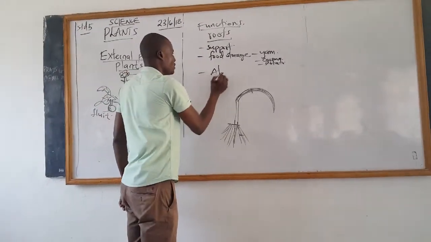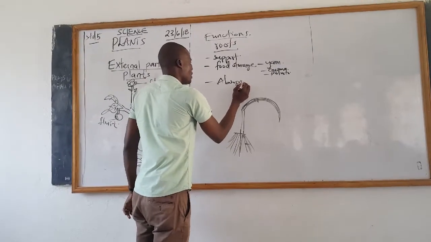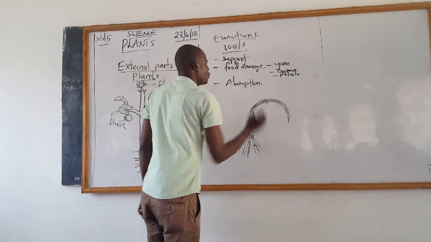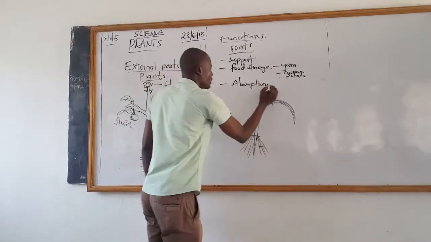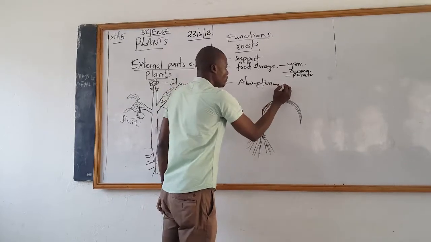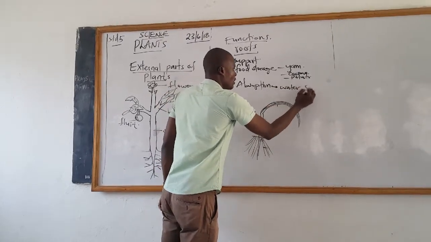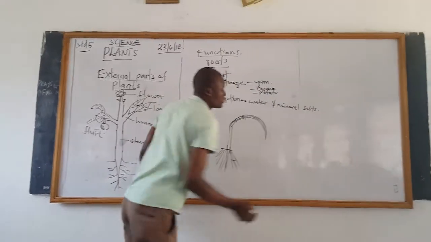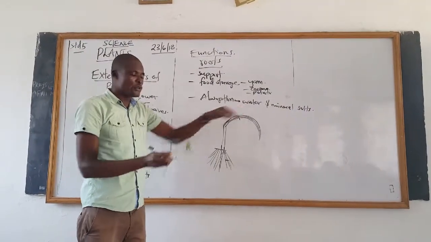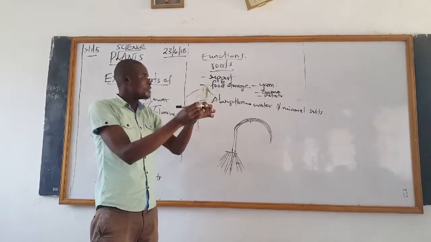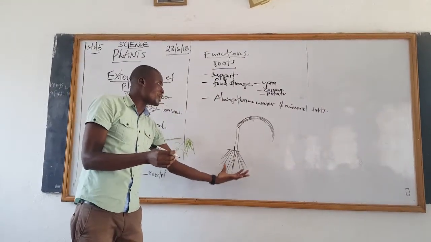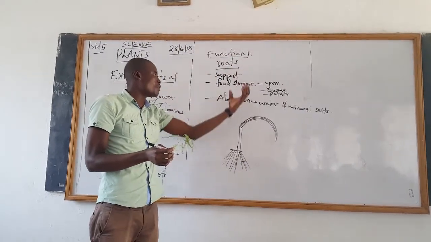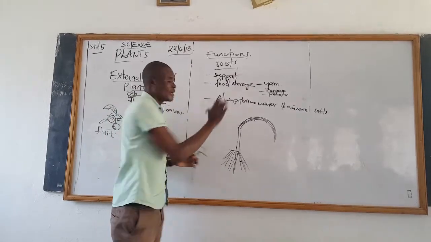It absorbs. Absorption. It absorbs water and mineral salt from the soil. So the roots absorb water and mineral salts from the soil. So all the water that will be used maybe to produce food, maybe in the leaves, will come from the soil, and the roots will automatically do what? Absorb that water. It can't get any water maybe from the leaves, but the water must come from down. So without the roots, it can't absorb.